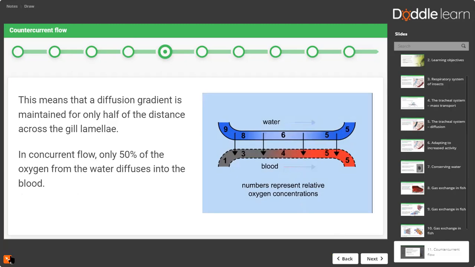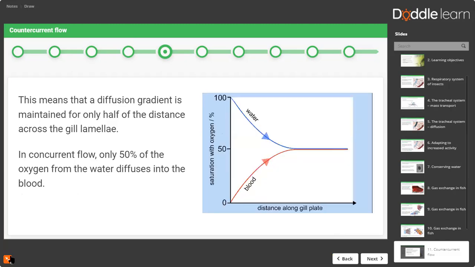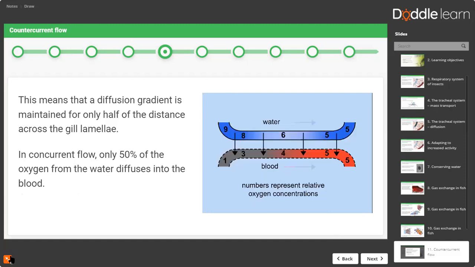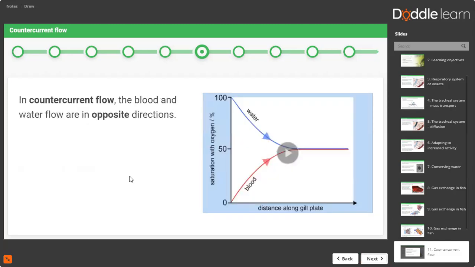This means that a diffusion gradient is maintained for only half of the distance across the gill lamella. In concurrent flow, only 50% of the oxygen from the water diffuses into the blood, which is really not very advantageous, and it's just really not very effective at all, and it's not a great idea. It's why we use countercurrent.